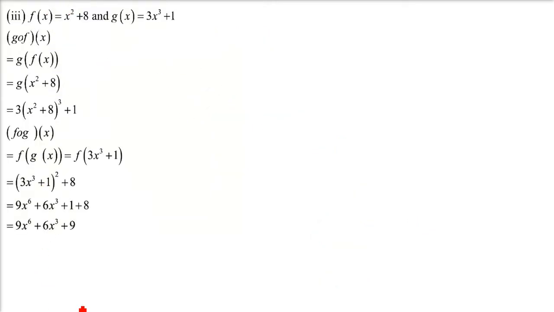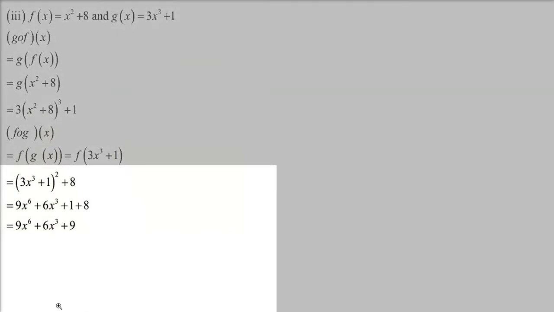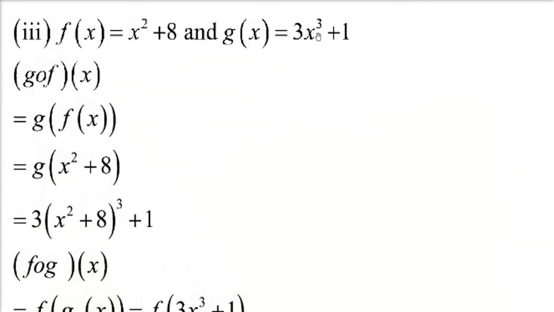Third one. Same thing. So let me show it to you here only. So this is f(x), g(x). (g o f)(x), that is g of f(x). So take g(x), that is 3x cube plus 1, and put in place of x, x square plus 8. So 3 into (x square plus 8) whole cube plus 1.